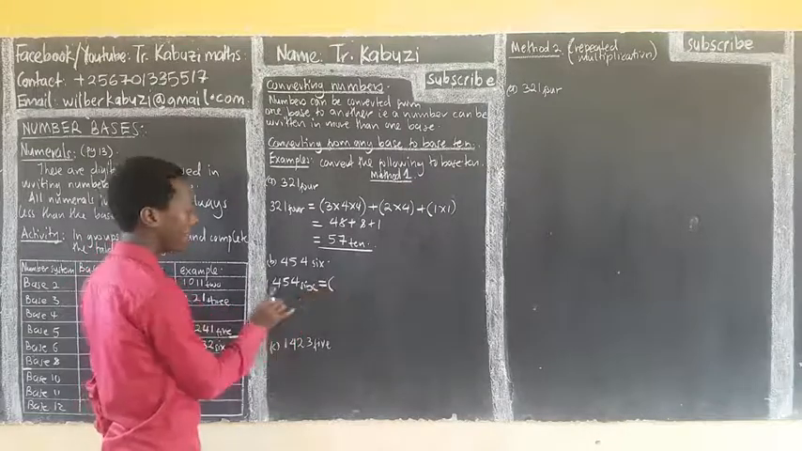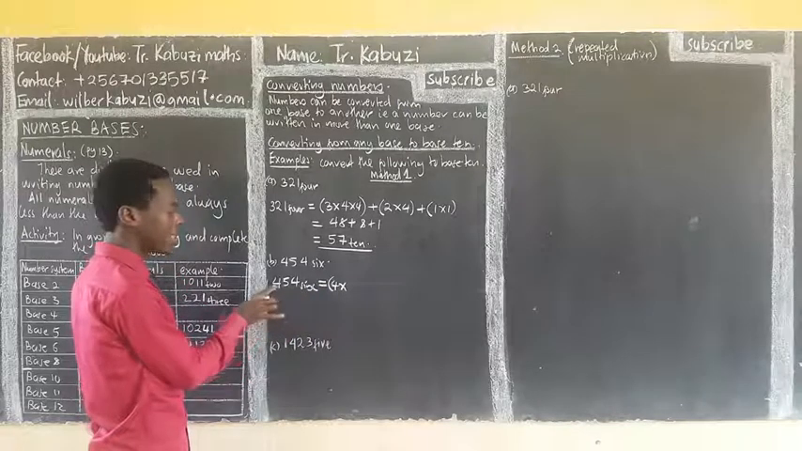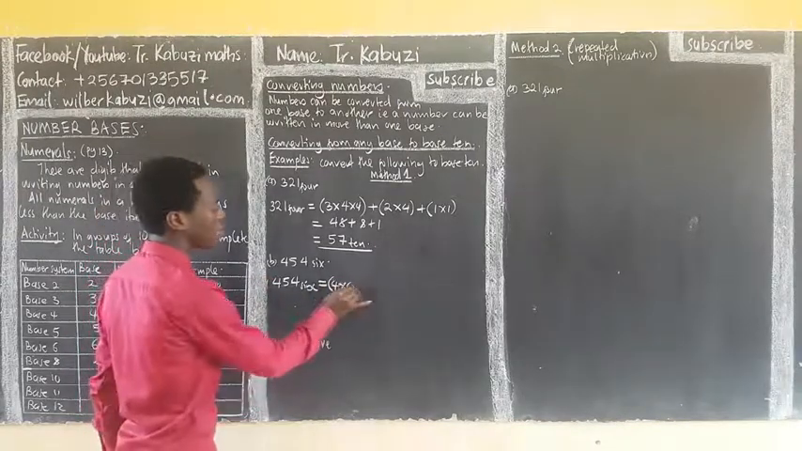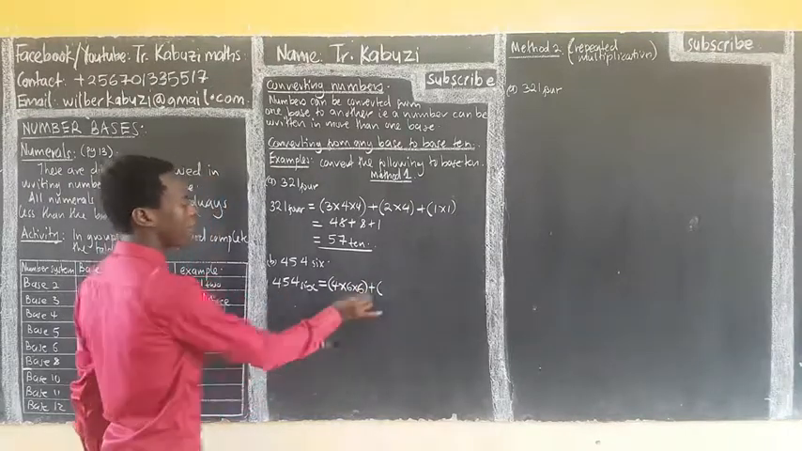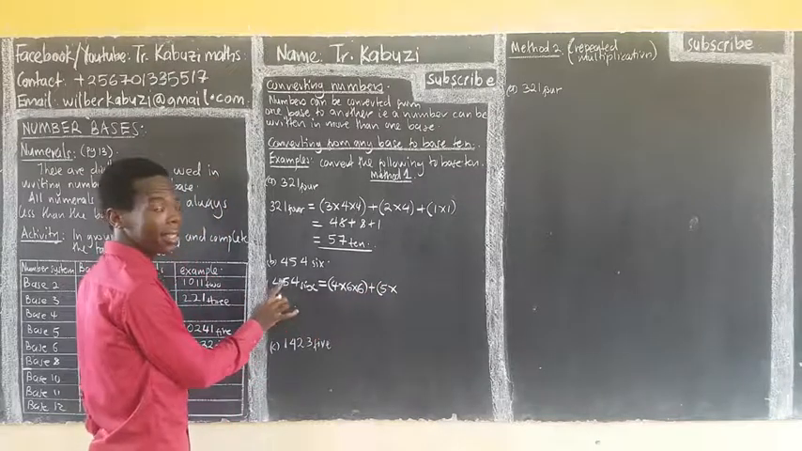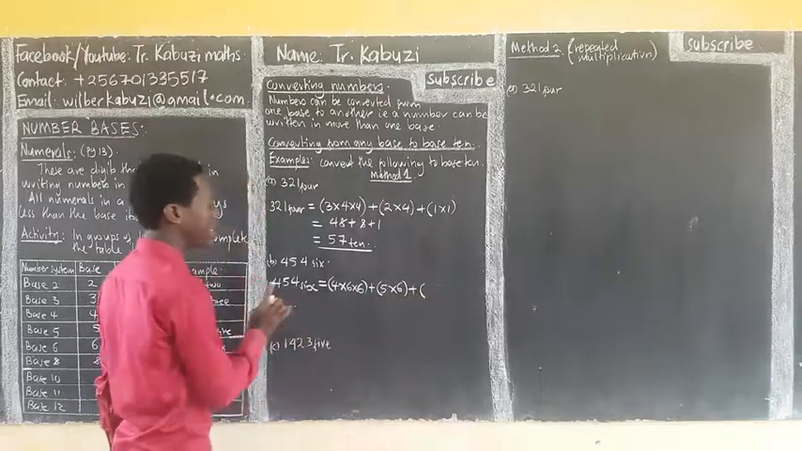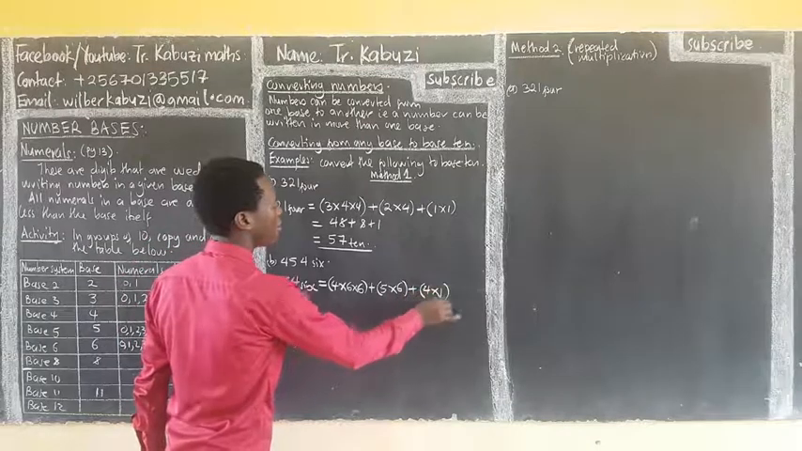So now we get the first digit 4, times how many 6s? Because this one is in 6s, so multiply 6 two times. Then plus, this one is going to be 5 times. This one is in 6s, so it means that we are multiplying 6 once. Then plus, the last digit is always in 1s, so we get 4 times 1.